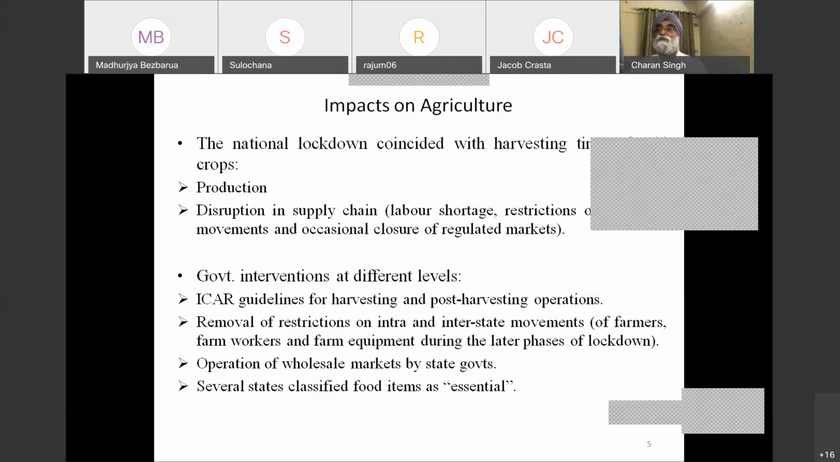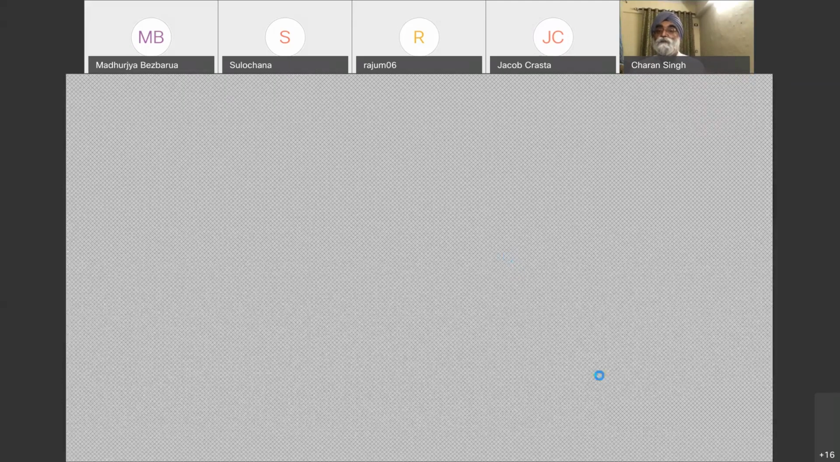So as a result, the agriculture sector turned out to be the only sector that registered a positive growth rate during the first quarter. The states with more contribution from agriculture and allied activities seem to have benefited more from this positive growth rate. Like Andhra Pradesh, Bihar, Madhya Pradesh, Punjab, Rajasthan, Uttar Pradesh, West Bengal, and a few states in the Northeast, they had a minimum impact of the lockdown in their agriculture sector.